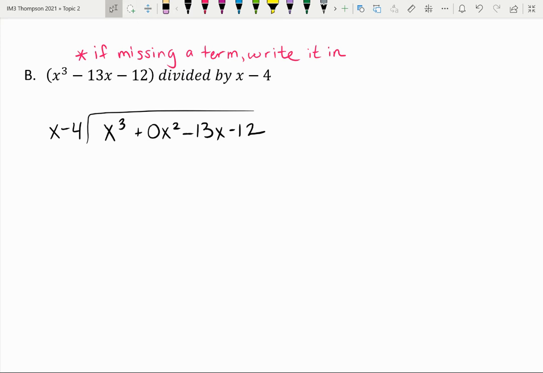So if I remember skipping over one, like here it goes 3, 1, 0, I need to write in that squared term. Or if I had 4, 3, 2, 0, I'd have to write in that x term.